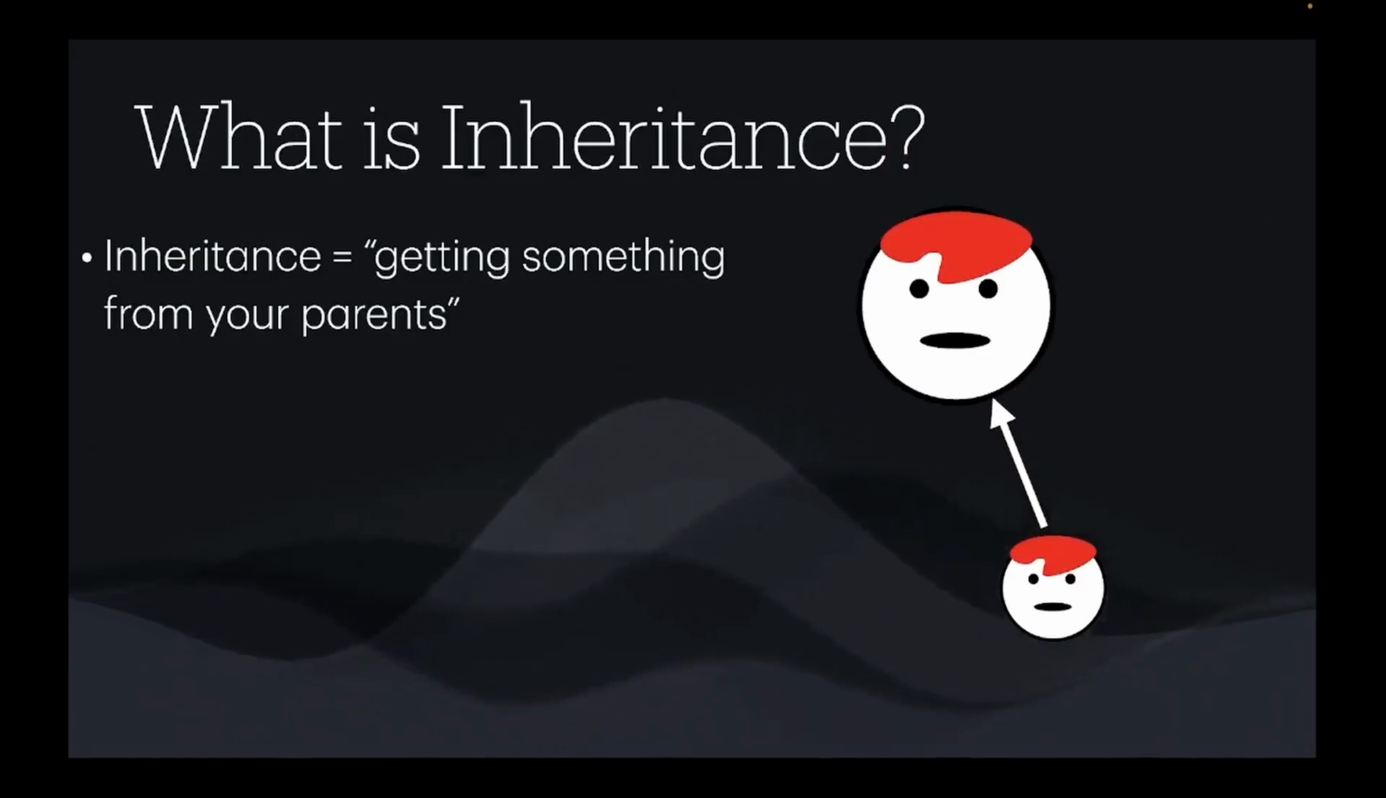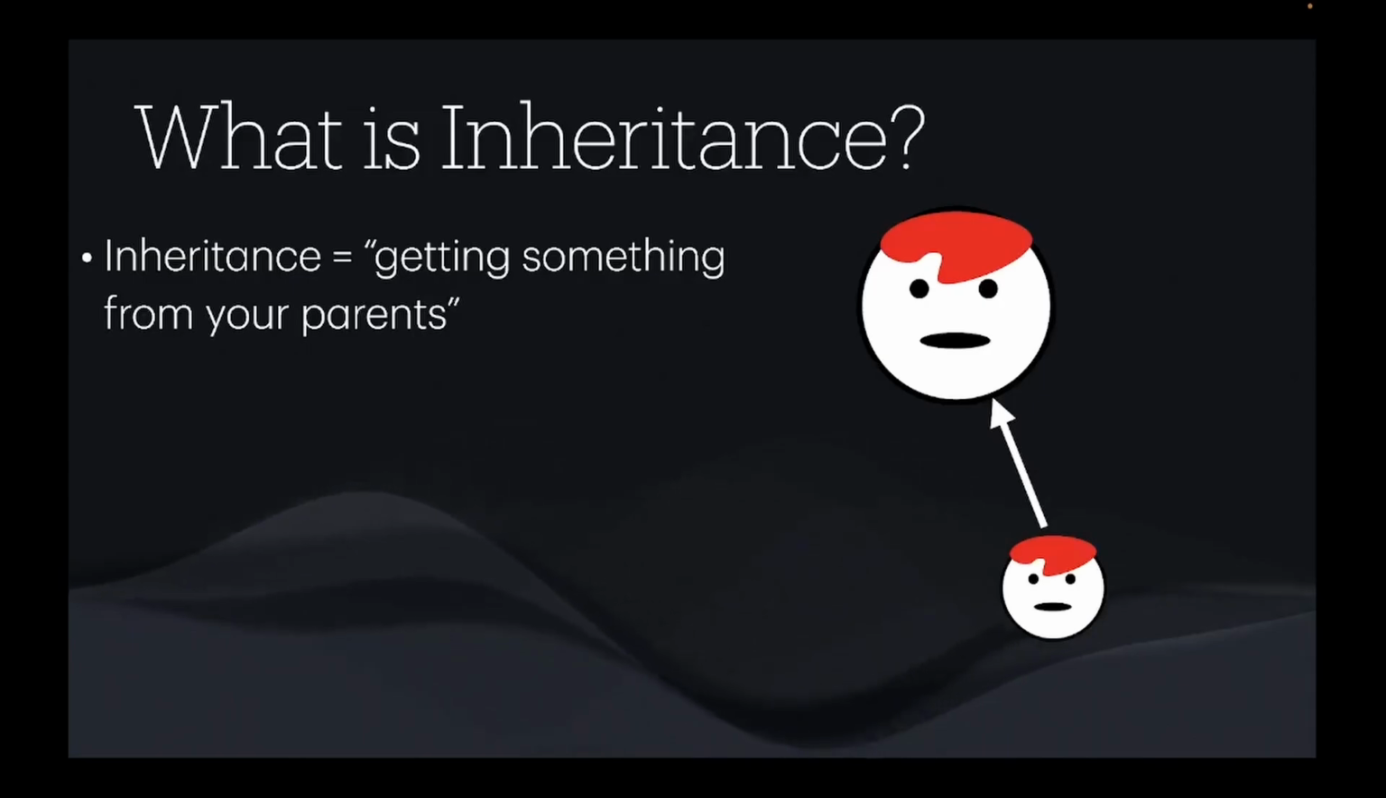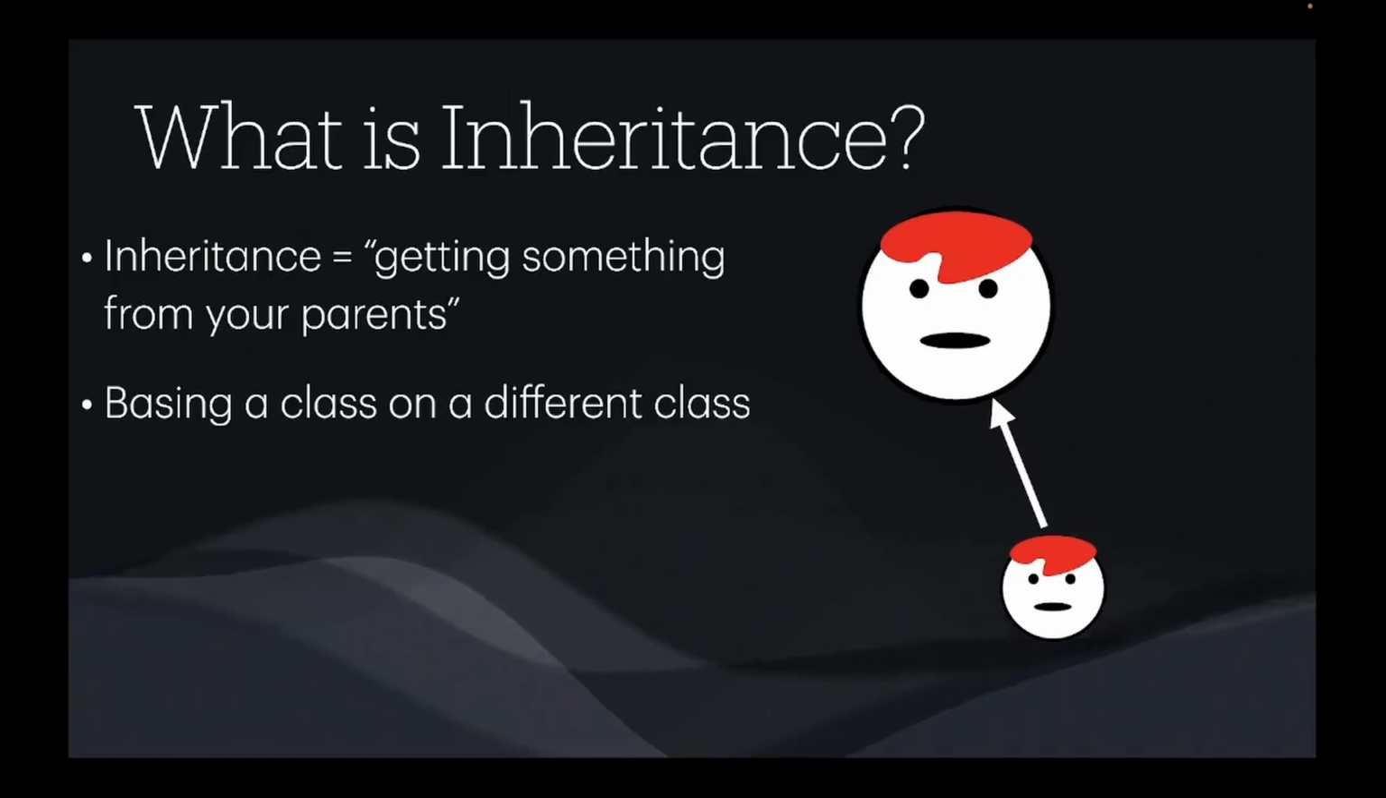In that case, you've inherited a characteristic or an attribute. You might also notice that you have some kind of habit, some mannerism from your parents. Maybe you tap your fingers in a certain way and you notice that your mom or dad does that. In that case, you've kind of inherited a behavior. In programming, as a technical definition, we're going to say that inheritance is the ability to base a class on a different class. And it turns out that just like in real life, in OOP, our classes or our objects can inherit attributes and behaviors too.